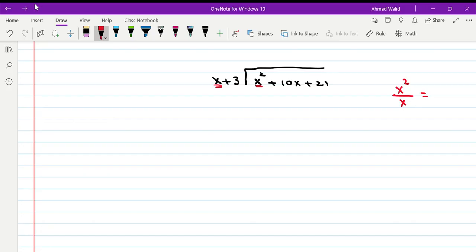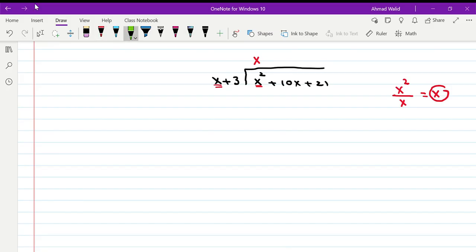What is x squared divided by x? X squared divided by x is x. Correct? That is the term that you have to write in the quotient. And it's a positive term, right? Here, x. That's your step 1. The first term of the dividend divided by the first term of the divisor gives you the first term of the quotient.